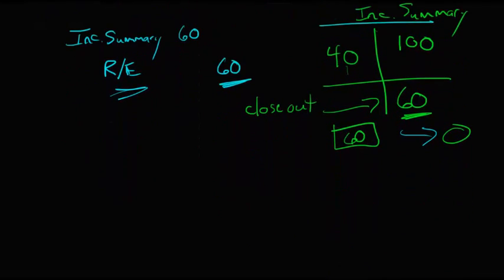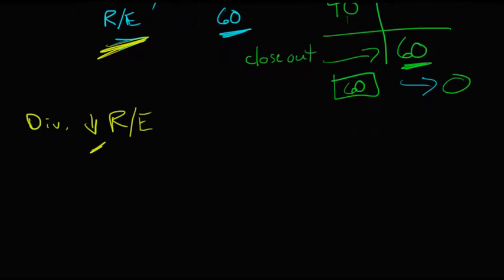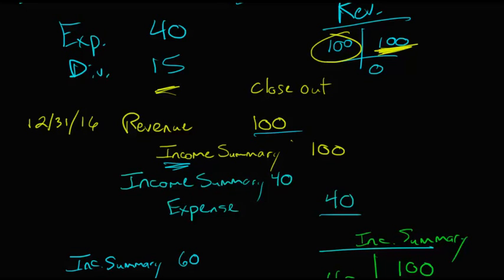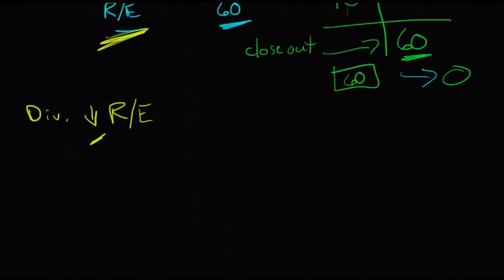Now, what do we do with dividends? Well, dividends doesn't go through this weird income summary account, but dividends still does affect retained earnings, right? You're paying out some of the profits that have been earned by the firm. So dividends is going to decrease retained earnings. Okay, so what do we do with that? Well, retained earnings is an equity account, so it increases with a credit. It's going to decrease with a debit, right? So all we're going to do is debit it. Now, if you remember the dividends, I believe there were 15. Yeah, 15 of dividends. So we're going to debit retained earnings.